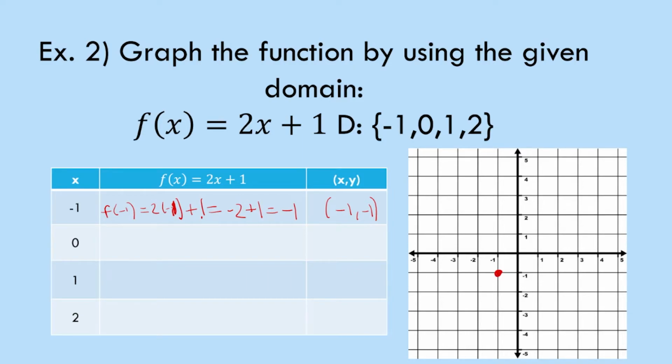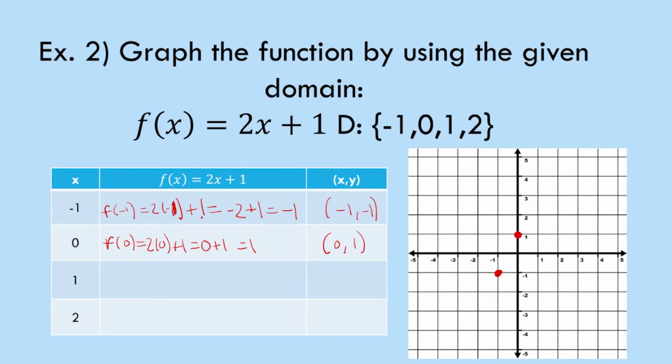Now I'm going to do the same with the other one. So I'm going to plug in 0, which is substituting. F of 0 is equal to 2 times 0 plus 1. 2 times 0 is 0. 0 plus 1 is how much? 1. That's my answer, which is my y. So I'm going to go ahead and know that my coordinate is going to be 0, comma 1. 0 is in the middle, 1 is up. That's my second point. Now I'm going to do the same for the next 3.